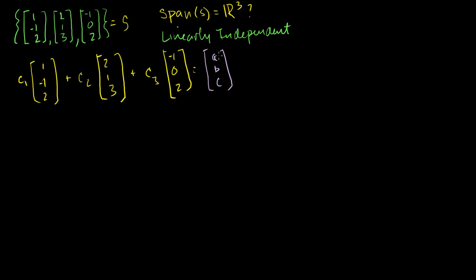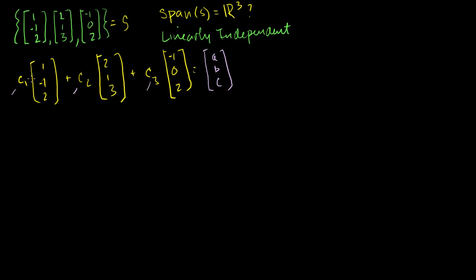So if you give me any a, b, and c, and I can give you a formula for telling you what your c3s, your c2s, and your c1s are, then that essentially means that it spans R3. Because if you give me a vector, I can always tell you how to construct that vector with these three. So let's see if I can do that.